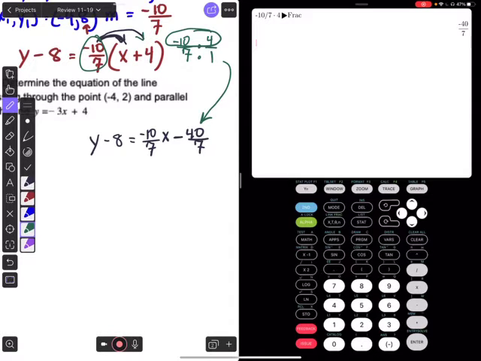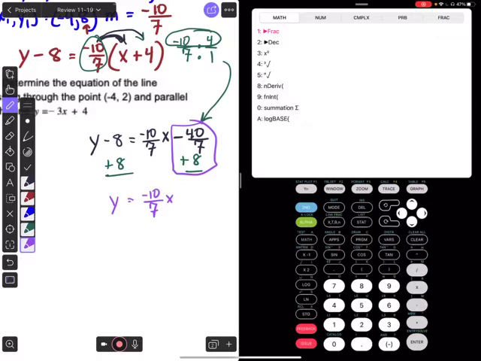So we're now down to our final step to get y all alone. Add that 8 to both sides, and you will be done. So y equals negative 10 over 7 x. And now I've got to get up my calculator again. I've already got negative 40 sevenths on it. I just have to hit plus 8. And I'm going to go math, fraction again. And it tells me it's 16 over 7.